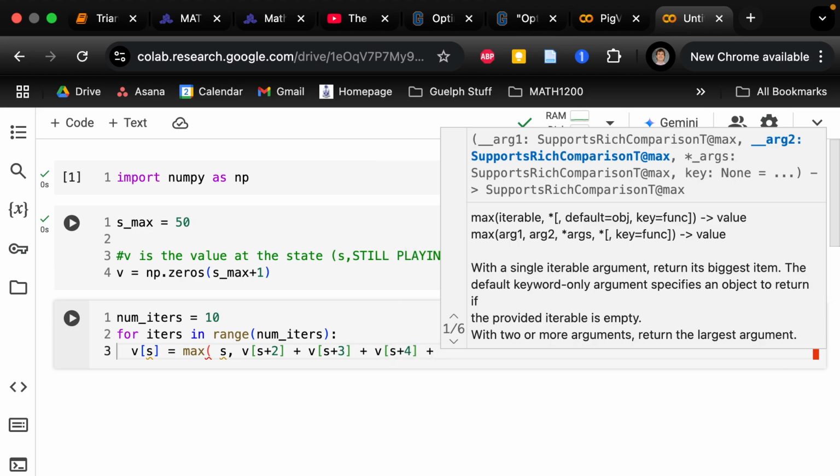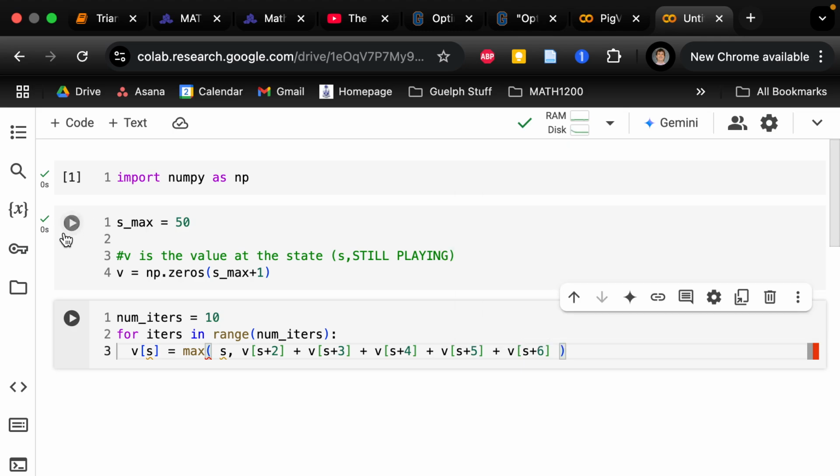Unfortunately, the computer does not accept dot, dot, dots, so you have to be a little bit more specific. Because if you want, you can use a for loop. Okay, there we go. That's the Bellman equation.